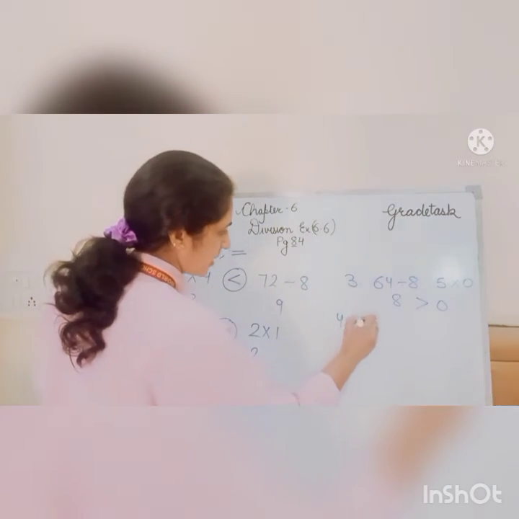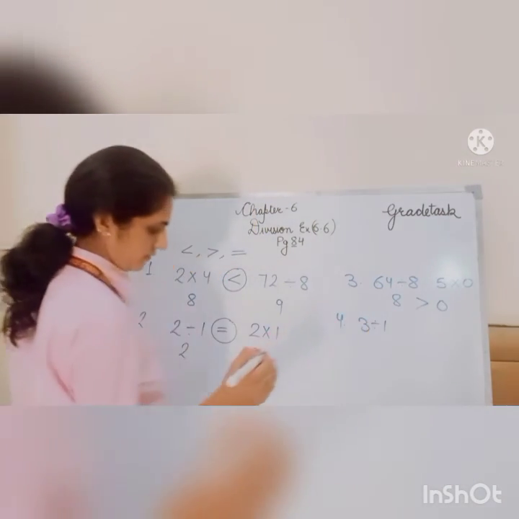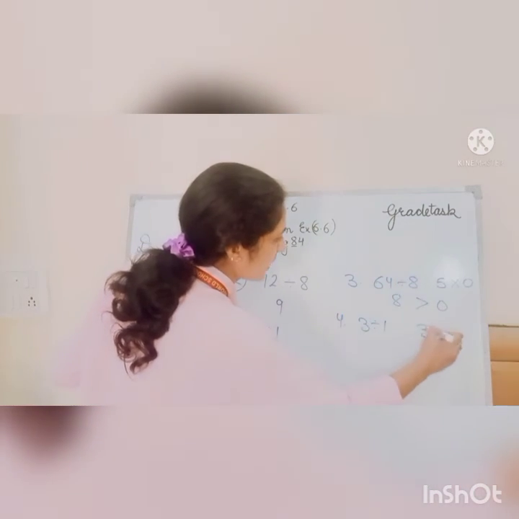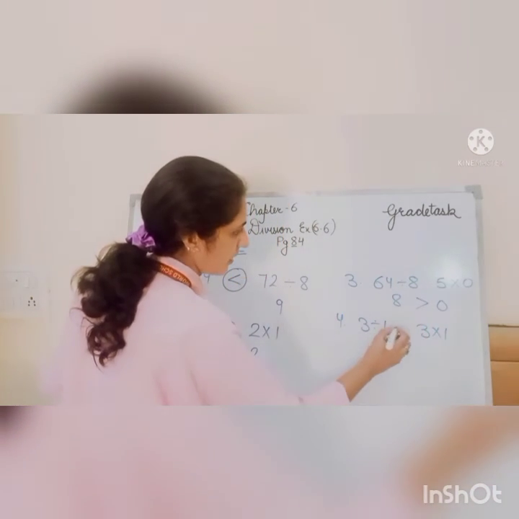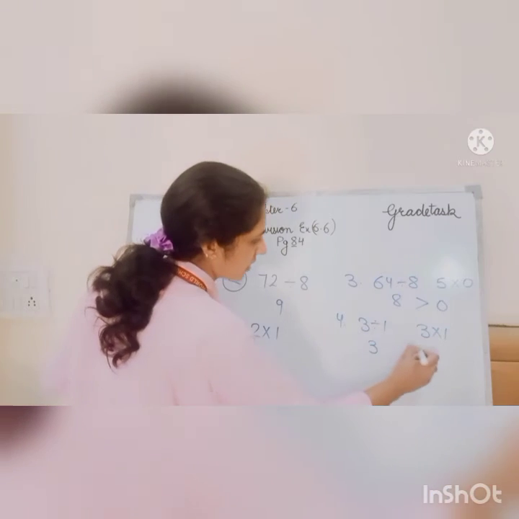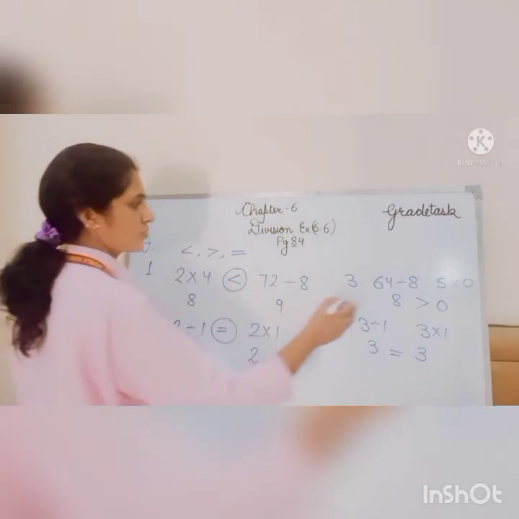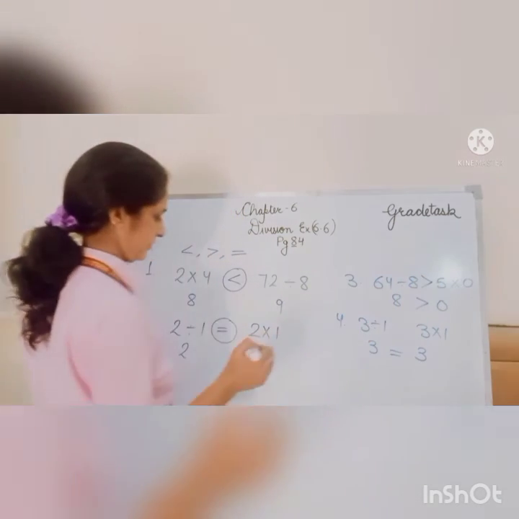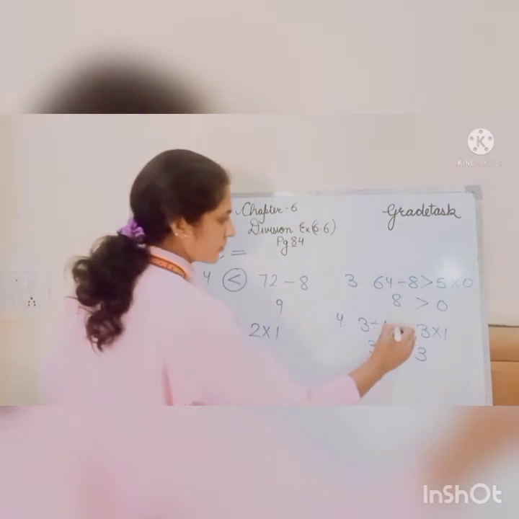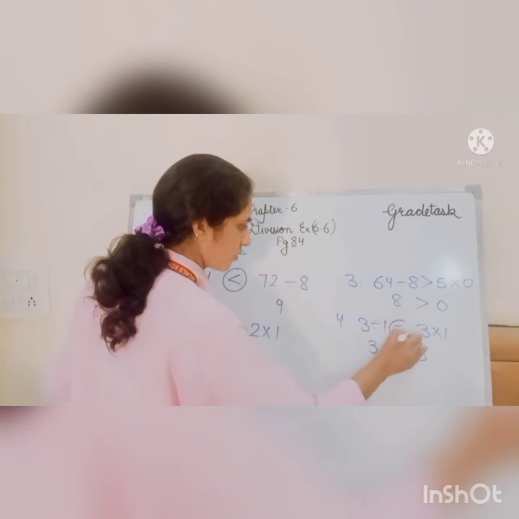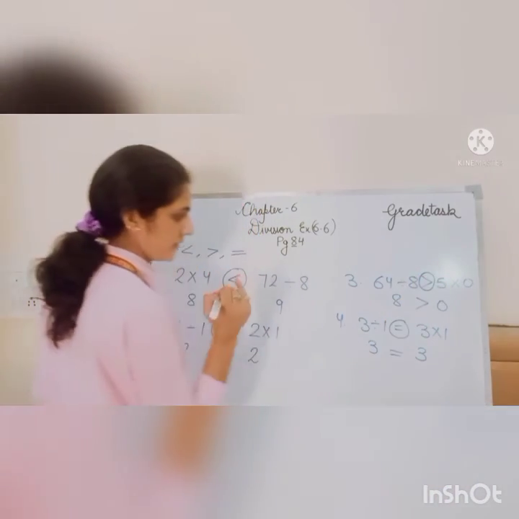Fourth is 3 divided by 1, and here 3 multiply by 1. 3 divided by 1 means it is 3 only. 3 1s are 3. So here also the equal to sign will come. So the sign will be equal to, and in the previous one it is greater than.